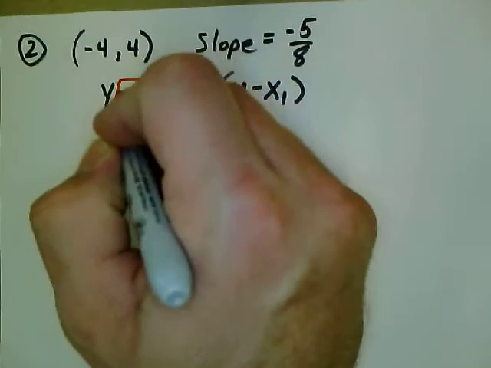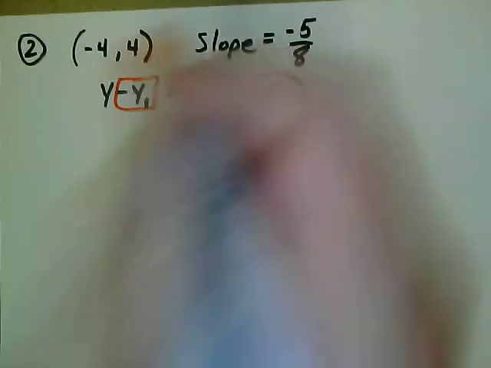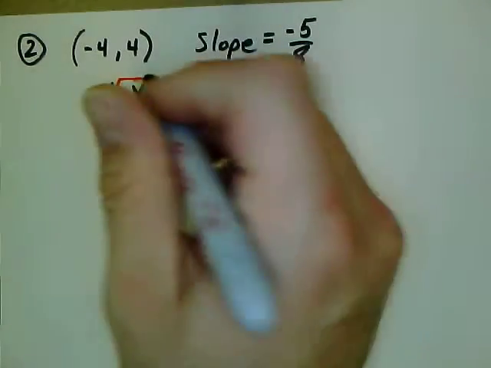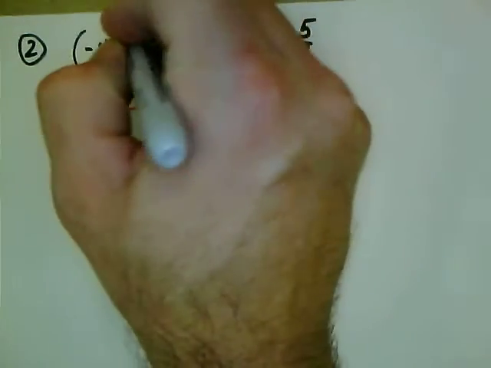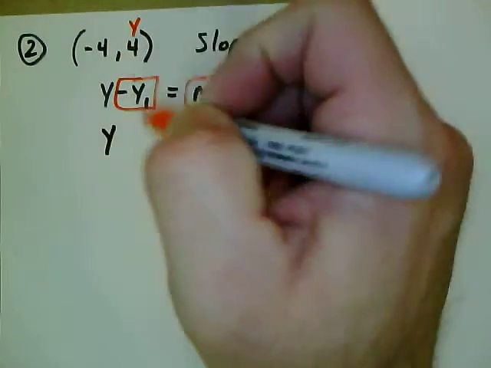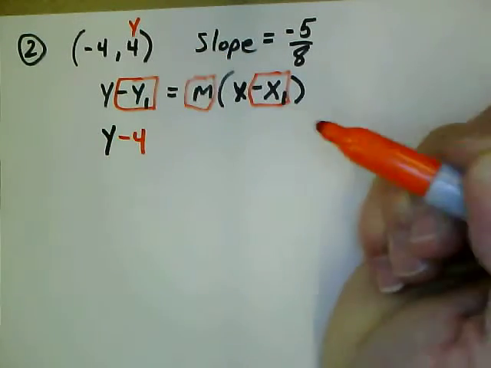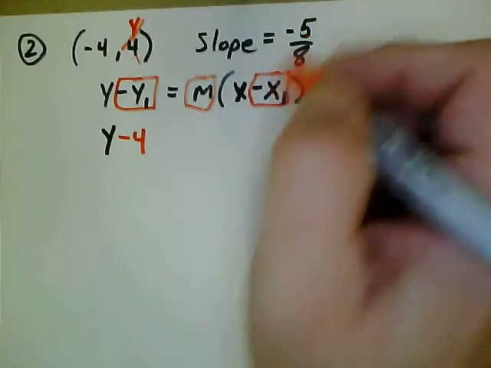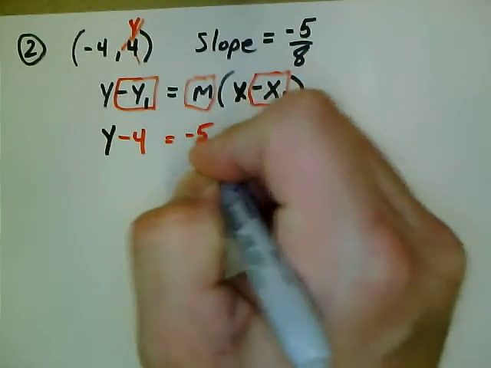So what are we looking for? We're going to look for this y, that x, and slope. Well, we're not going to change this y. But what is the opposite of y? This is y right here. What's the opposite of 4? -4. That's what we changed. What is slope here? -5/8.